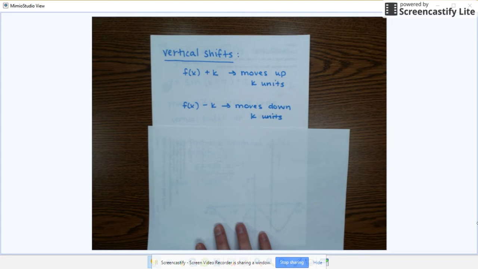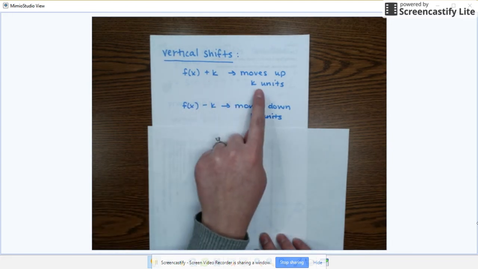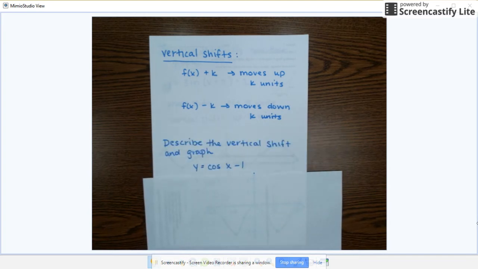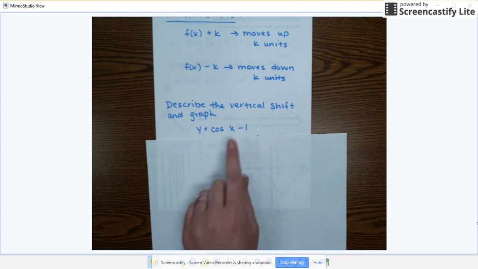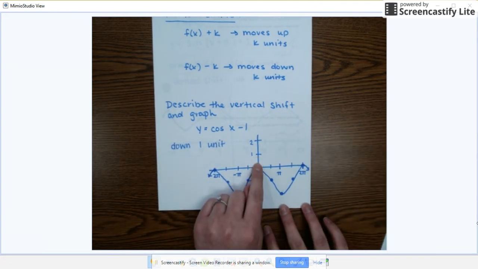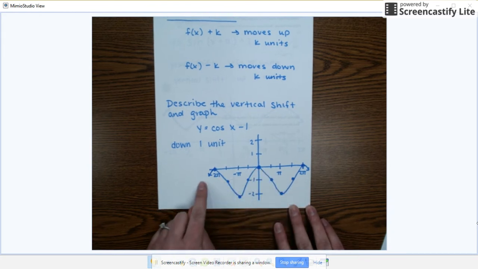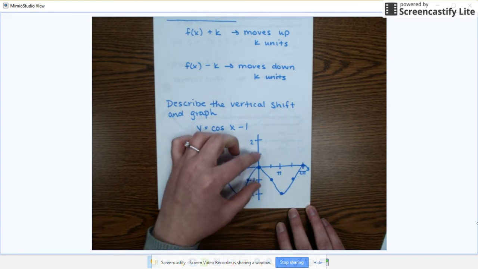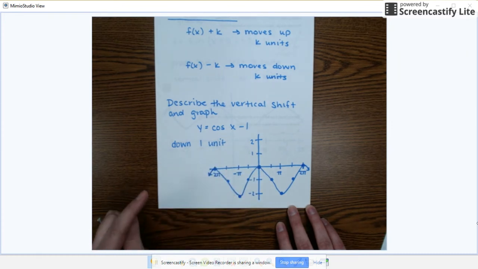Okay, vertical shift is always attached to the end of the function, so plus k would move up, minus k would move down. Similar idea, we're going to describe our shift and then graph it. So this would be going down 1. So we're going to take our cosine, instead of starting at 1, it's going to start down at 0. This time the center of our function is at -1, and our minimum value would be at -2. So we're really taking that cosine function and shifting it down 1 unit, all points.